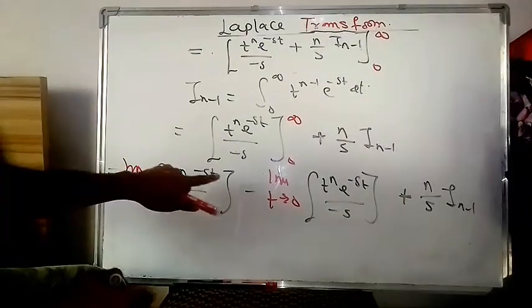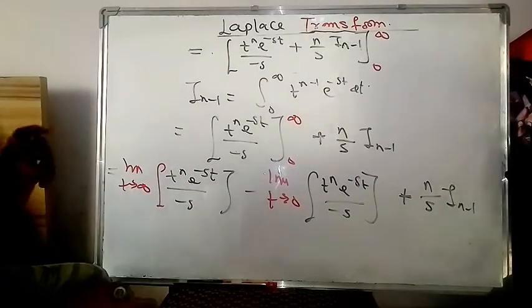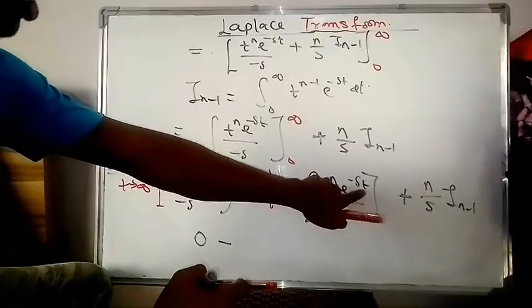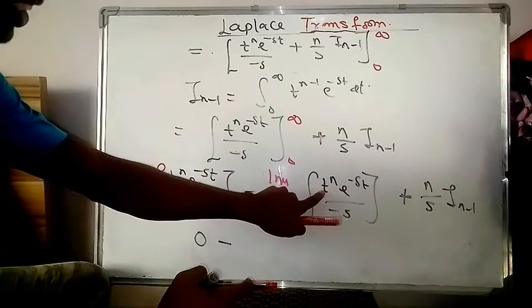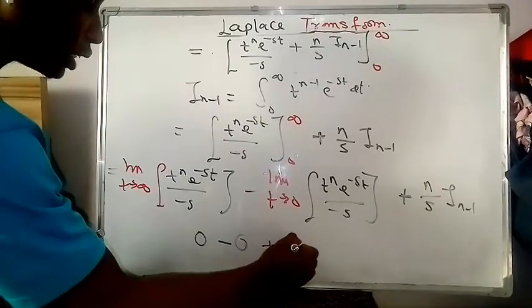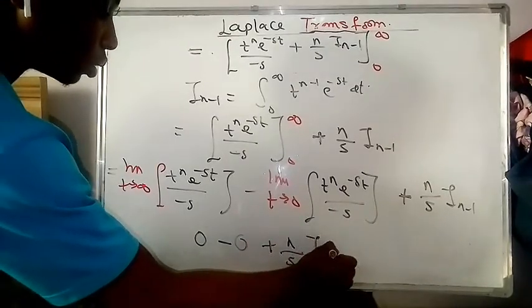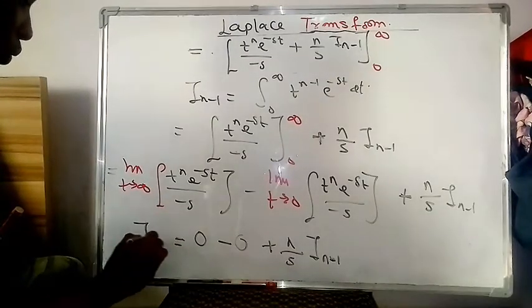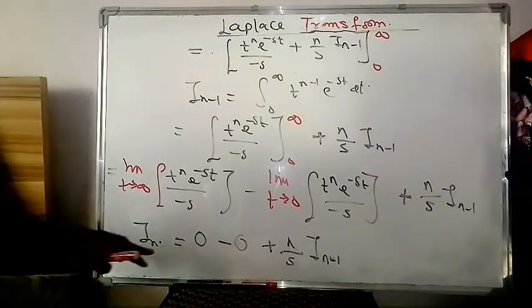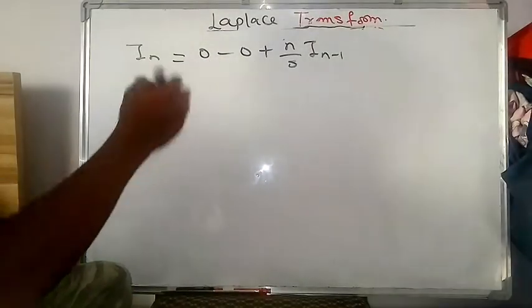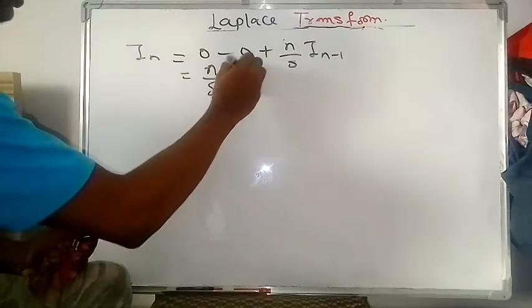Limiting t to infinity here, if I put my infinity here, everything becomes 0. So we have 0 minus, putting t to be 0 here, exponential 0 is 1, and 0 raised to power n is also 0, so here also becomes 0. So we are left with only n divided by s, I n minus 1, which is equal to I subscript n. So 0 minus 0 is 0, and we have n divided by s, I n minus 1, equal to I subscript n.